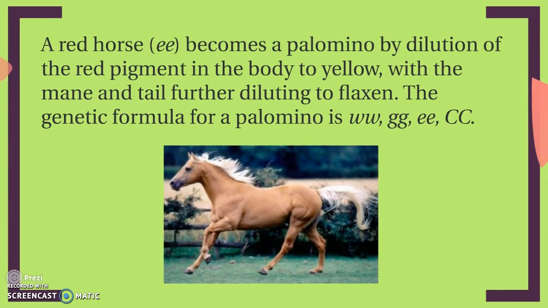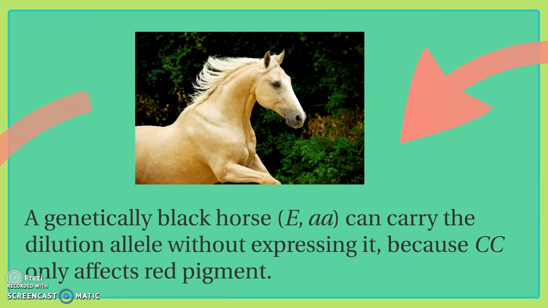A red horse, little e, becomes a palomino by dilution of the red pigment in the body to yellow, with the mane and tail further diluting to flaxen. The genetic formula for a palomino is little w, little g, little e, big C, little c. A genetically black horse, big E, little a, can carry the dilution allele without expressing it because big C only affects red pigment.